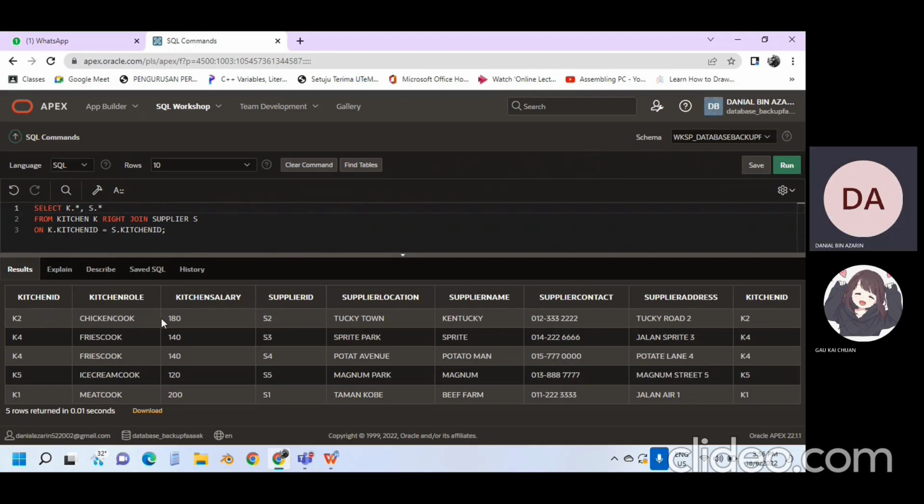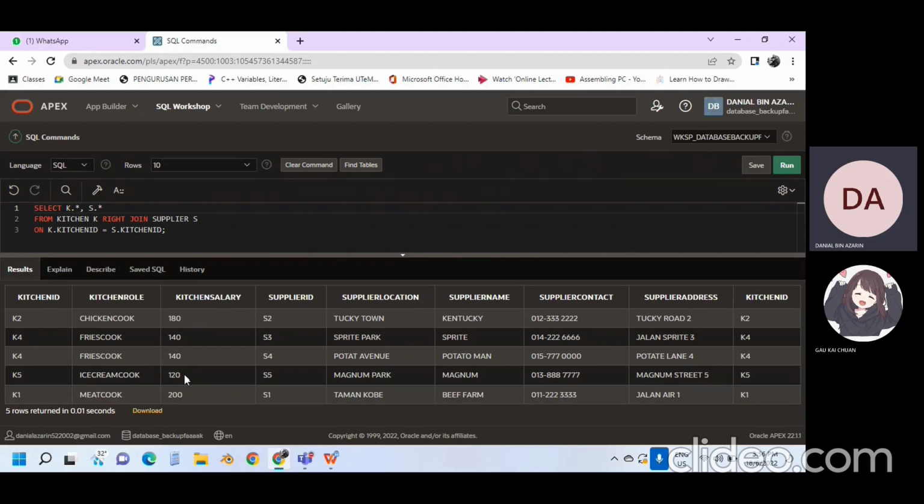We should get K2 kitchen code 180, S2 Turkey Town, Kentucky 012 333 42 Turkey Road 2 K2. K4 should be Fries Cook 140, S3 Sprite Park, Sprite 014 222 46 Jalan Sprite 3 K4. K4 Fries Cook 140, S4 Water Avenue, Potato Man 015 777 4 zeros, Portet Lane 4 K4.